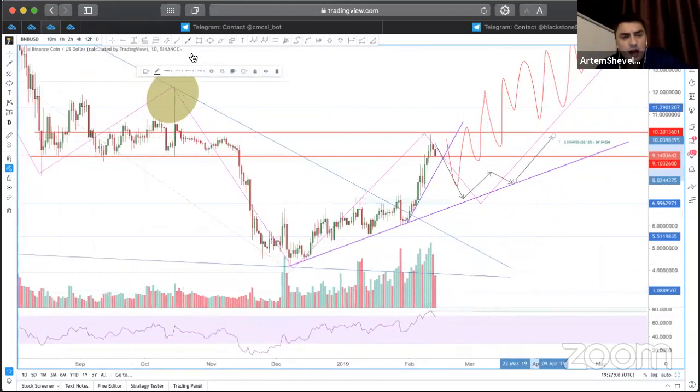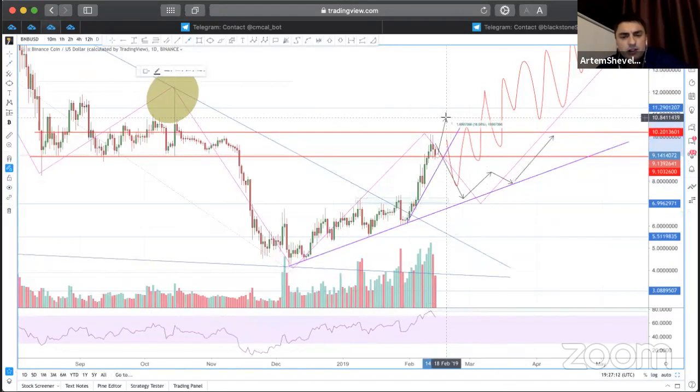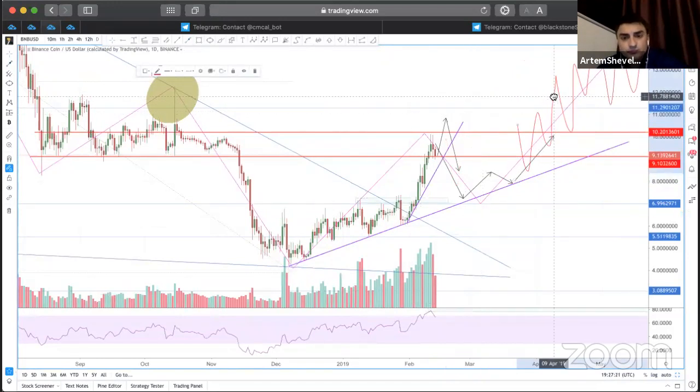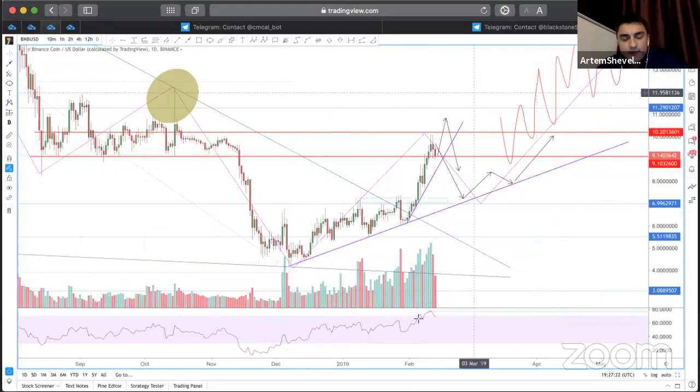We can also have a bull trap here, something like this, going up and then rapidly going down. That's what we can expect, because the daily RSI is just making highs, but it didn't make any bearish divergence yet. It's probably going to make one.